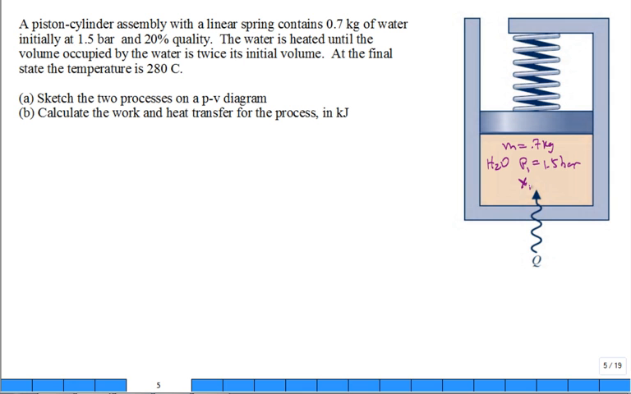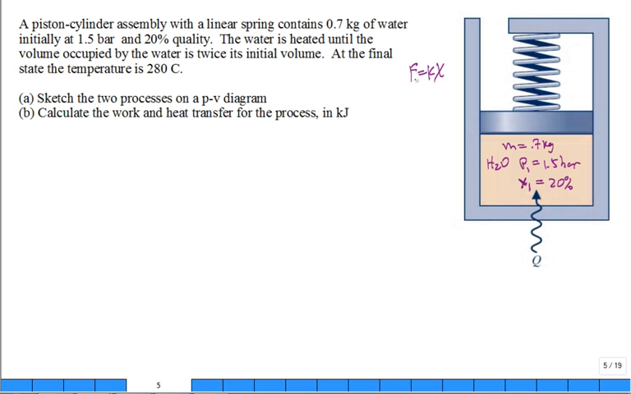Do we use lowercase x for quality? Yes. Quality at state 1 is 20%. Now, this spring up here is described to be a linear spring. What does that mean when you say a linear spring? Yeah, that the force the spring exerts is proportional to its compression. So it's Hooke's law. The force is K times the compression of the spring, or the stretch of the spring, either one. But here the spring is going to be compressed.